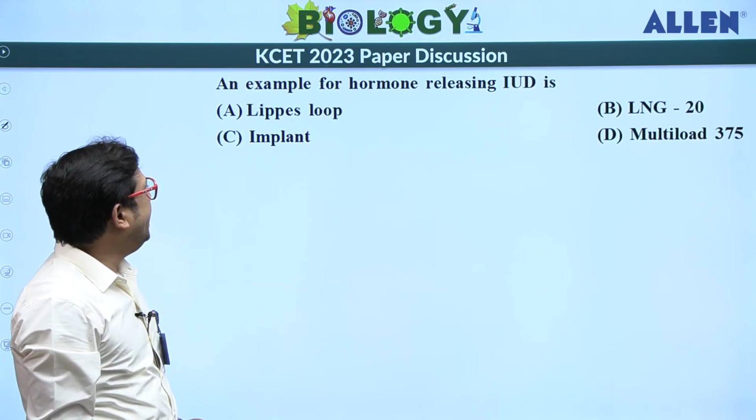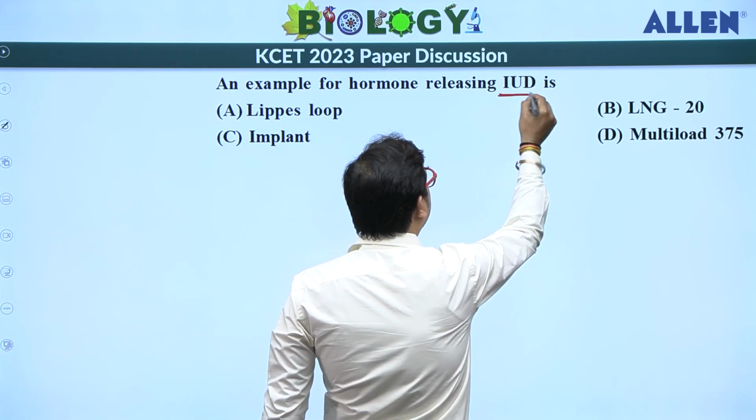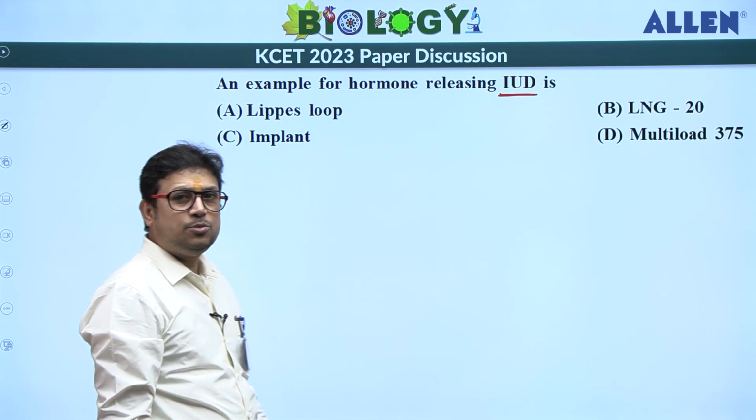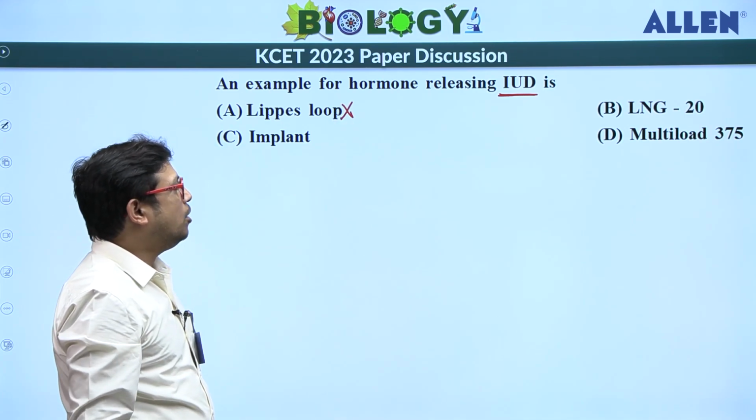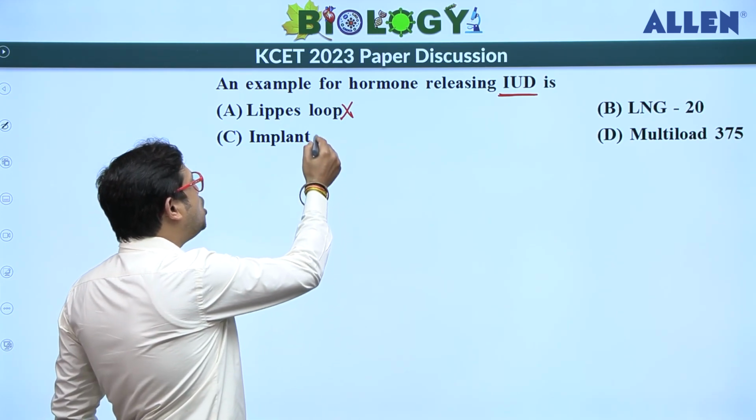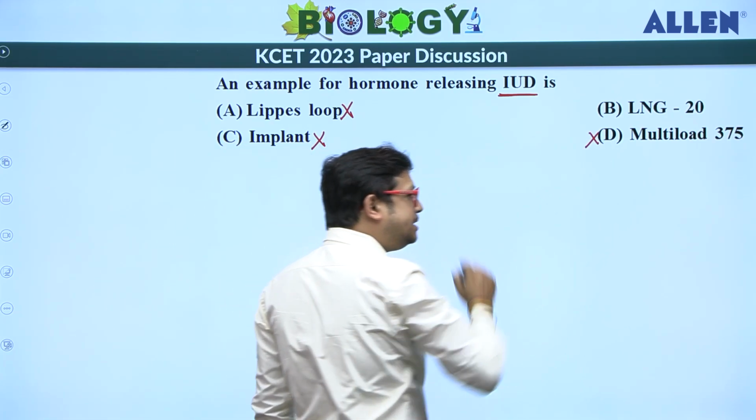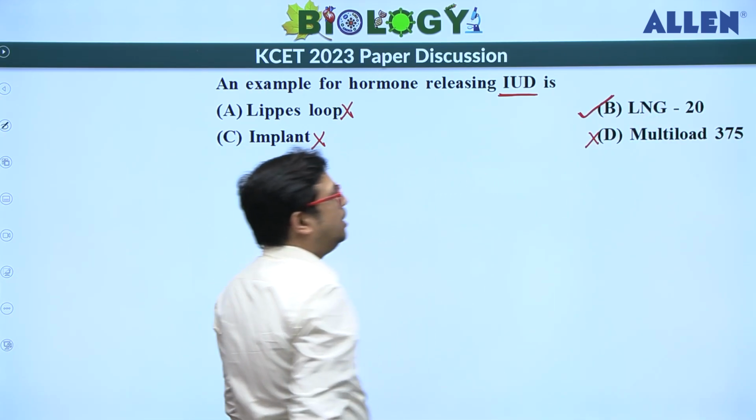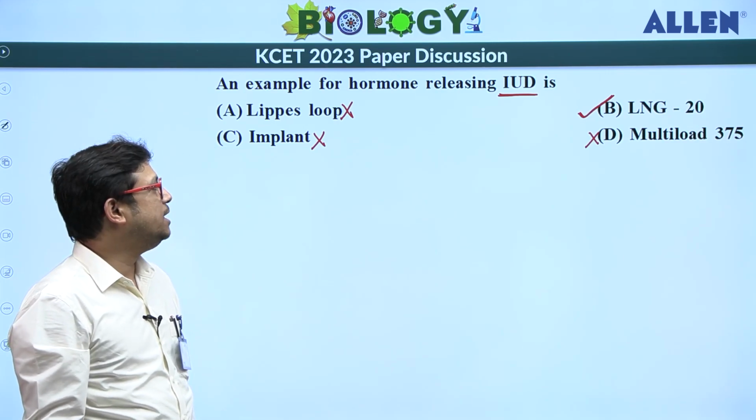Next, an example of hormone releasing IUD. IUD means what? Intrauterine device, right? So you can see Lippis loop. Lippis loop is what? Unmedicated one, okay? So it is not hormone releasing. Implant is not an IUD. Multiload 375 is a copper releasing IUD, whereas LNG 20, levonorgestrel 20, that is progesterone releasing or hormone releasing IUD. So answer here will be B.